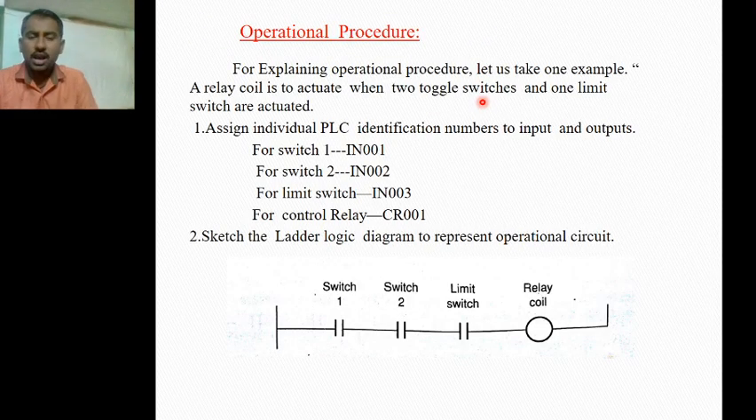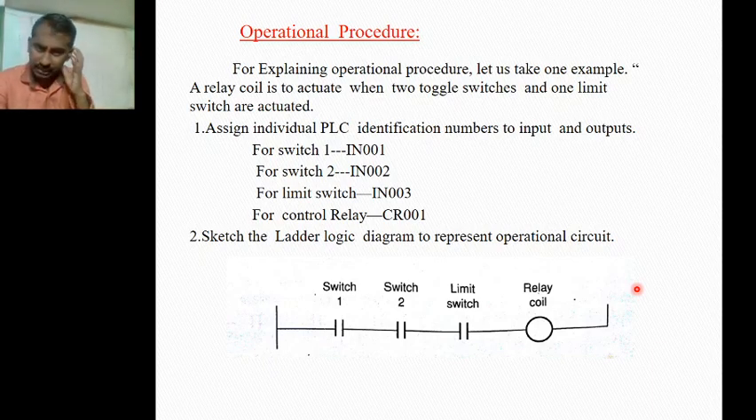So next is the operational procedure. This is a very simple one, just an example, like in our programming formats. Let us see the slide. For explaining the operational procedure, let us take one example: a relay coil is activated when two toggle switches and one limit switch are activated. Here we have three switches, and when the three switches are on, then the relay coil is on. What we have to observe here is what the PLC instructions are and how we decide those instructions.